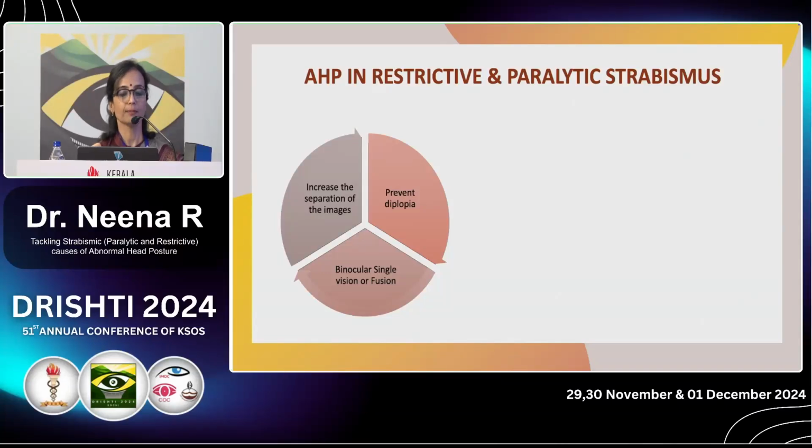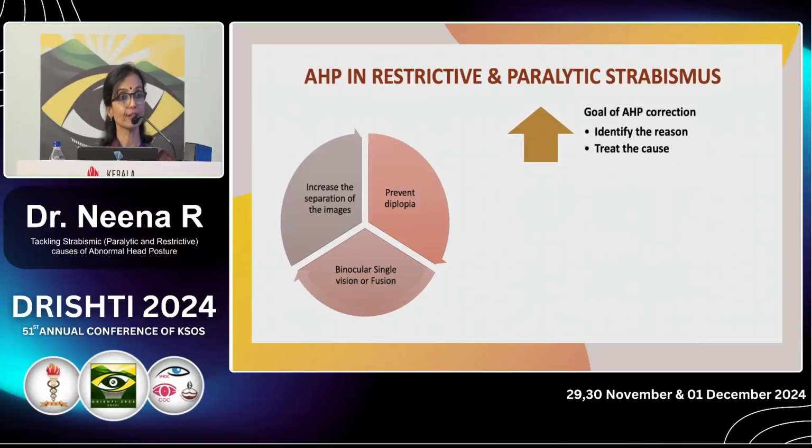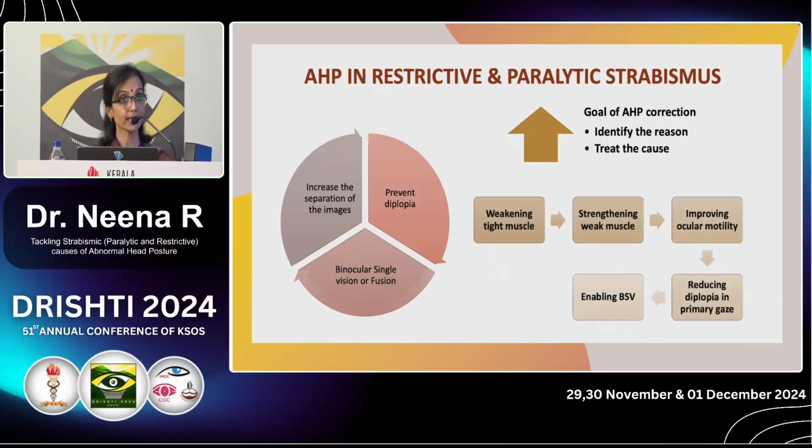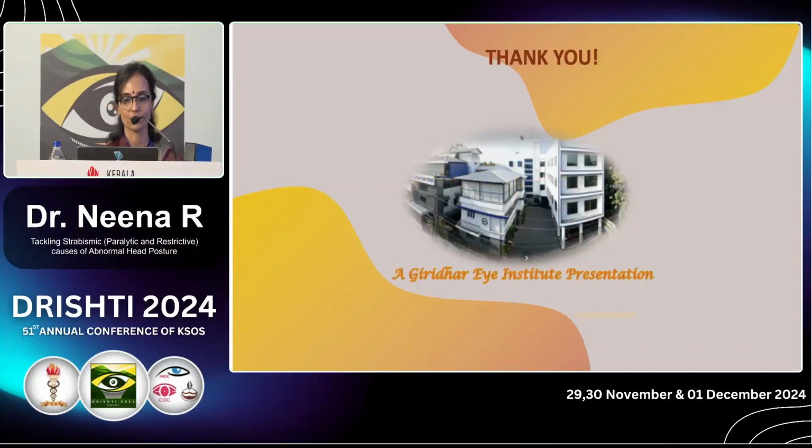So in a nutshell, HP in a restrictive and paralytic strabismus could be to attain BSV, to prevent diplopia, or to increase the separation of the images. So the goal is to identify the cause and treat it, weaken the tight muscle, strengthen the weak muscle, or a combination of both, so that there is ocular motility improvement, reducing diplopia in primary gaze and enabling binocular single vision. Thank you very much.